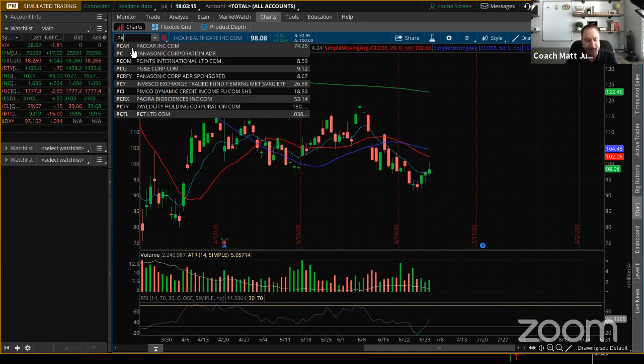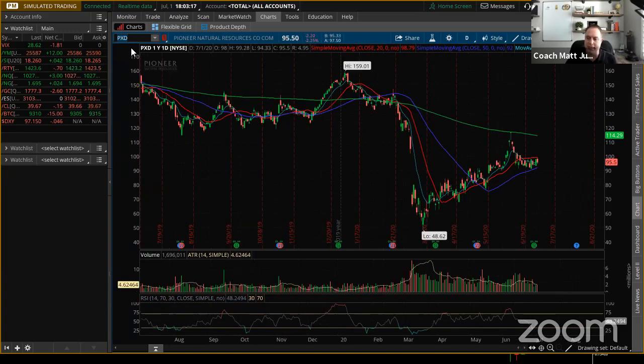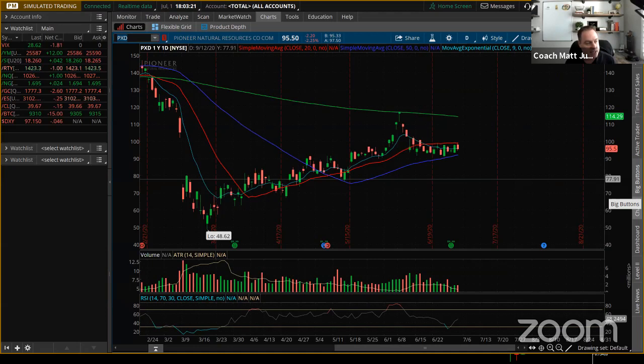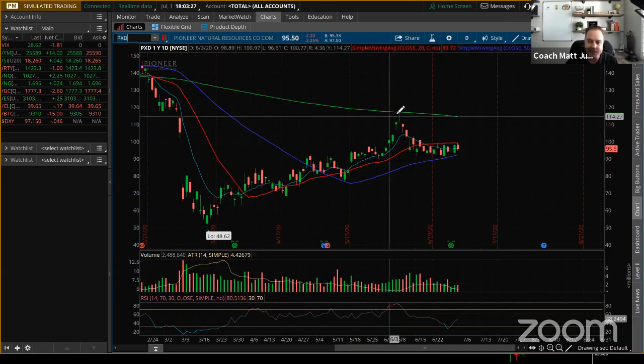On the bull side, PXD came to mind a little bit. Pioneer Natural Resources, a little distressed area of the market. And I've seen this a lot in these distressed areas of the market. What do you see? You see PXD set a higher high. Where did it set it? Right there at the 200-day moving average. It retraces back down, forms a little bit of a U-shaped reversal type pattern.